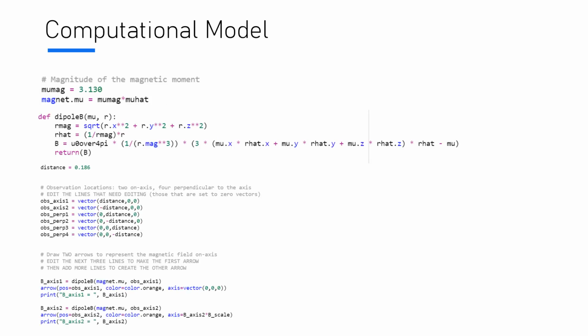Moving into our computational model, here we have a screenshot of the major sections that were changed in our code. It is important to note that the function dipole B was developed, and it will be called in the following sections to obtain the magnetic field on axis, off axis, and perpendicular. The next slide will also show the changes done in the rest of the code.